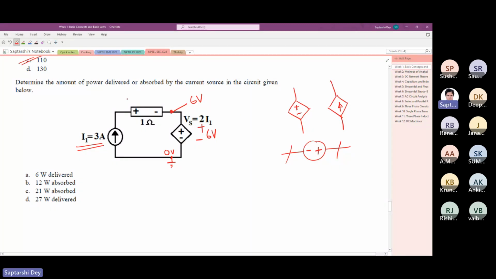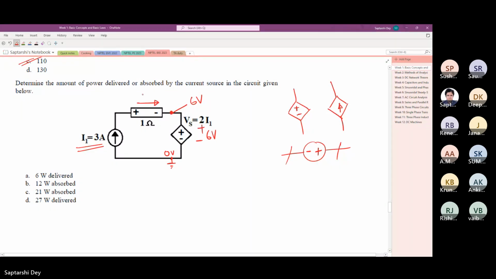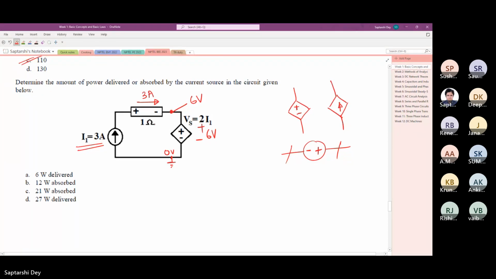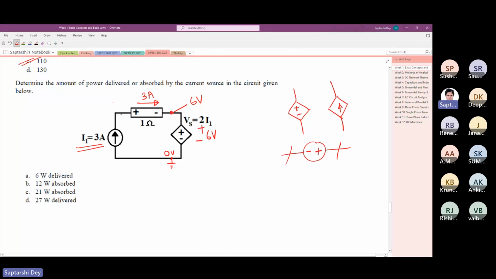Now 3 ampere current is flowing in this direction. So it will cause a voltage drop of 3 volt. Now the question is, which side is at higher potential? Since the current is flowing from left to right, the left side must be at higher potential. So 3 volt higher than the right side. So this must be at 9 volt.